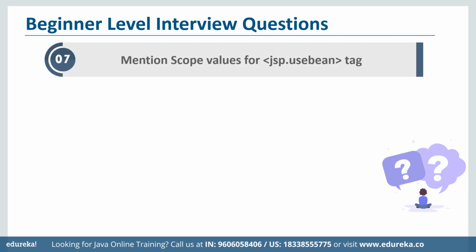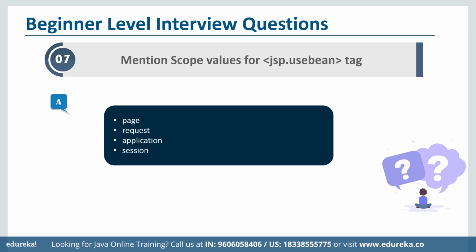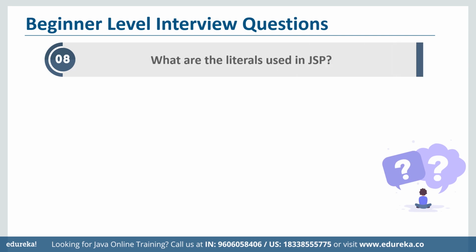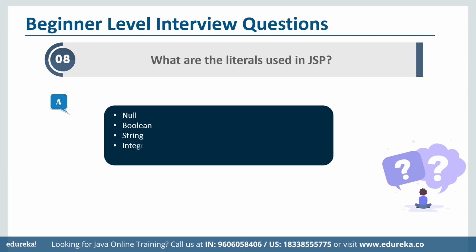The next question is, mention the scope values for JSP useBean tag. There are 4 different scope values available for JSP useBean tag. They are page, request, application, and session. Now, the next question is, what are the literals used in JSP? The literals used in JSP page are as follows: null, boolean, string, integer, and float.